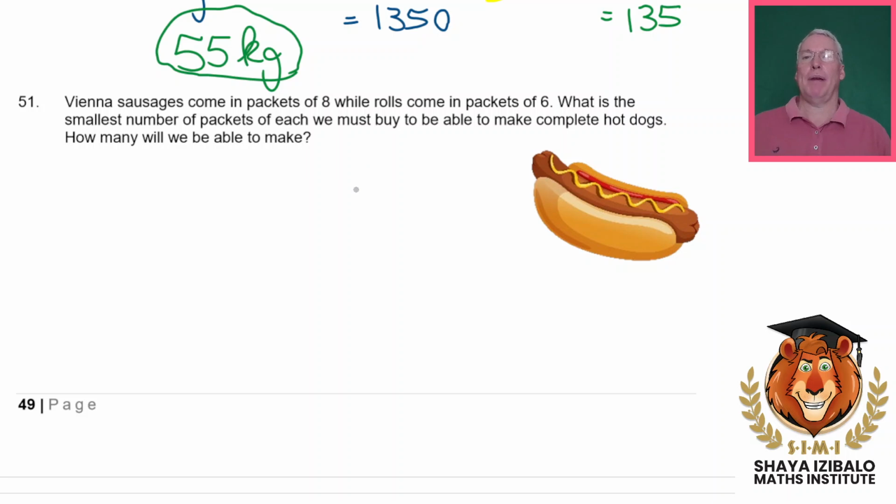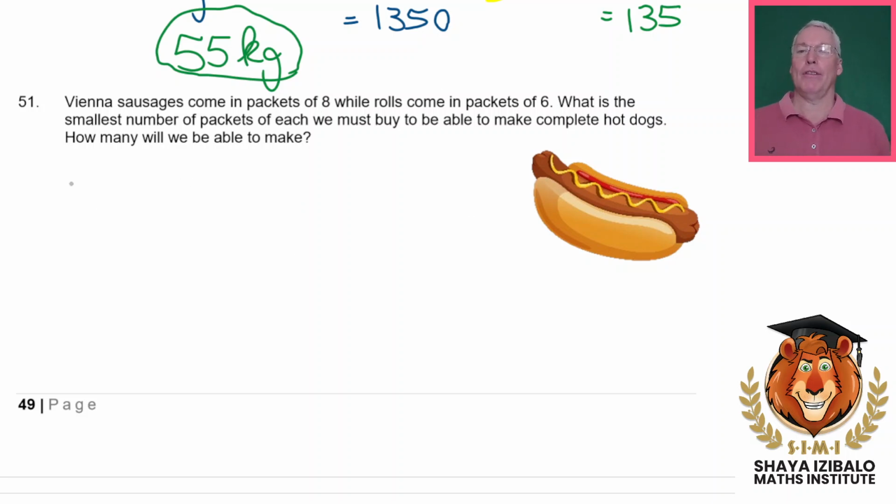Vienna sausages come in packets of 8, while rolls come in packets of 6. Now, if we buy a packet of rolls and a packet of sausages, we are going to have some leftover rolls. If we buy 2 packets of rolls, then we're going to have leftover rolls if we only buy 1 packet of sausages. What number are we looking for here? We're looking for a common multiple. We're actually looking for the lowest common multiple of both numbers.